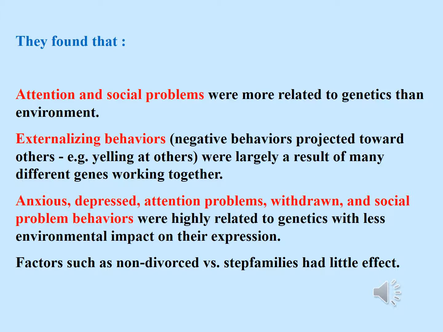Externalizing behaviors, like yelling at other people, were largely a result of many different genes working together. Anxious, depressed, attention problems, withdrawn, and social problem behaviors were highly related to genetics with less environmental impact on their expression. They controlled for a lot of different factors in this study. For example, non-divorced versus step families had very little effect on the outcome.